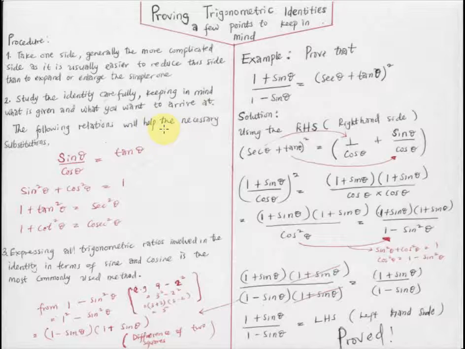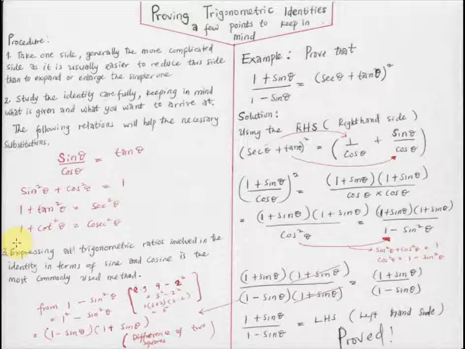Now the following relations will help with the necessary substitutions that you might be making when you're trying to prove an identity. One of them is that sine theta over cos theta equals tan theta. The second one is that sine squared theta plus cos squared theta equals 1. The third one is that 1 plus tan squared theta equals sec squared theta. And what is sec squared theta? Sec squared theta is 1 over cos squared theta, because sec theta is 1 over cos theta.